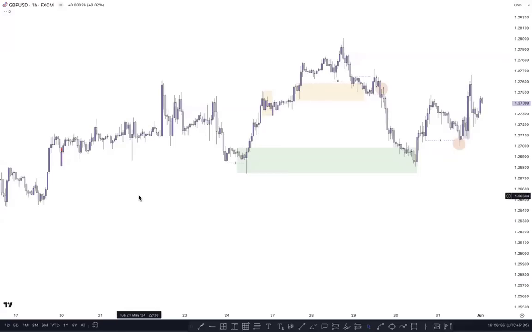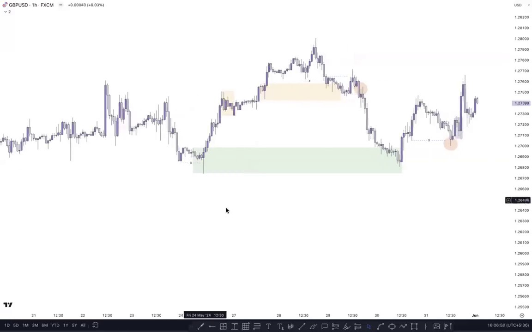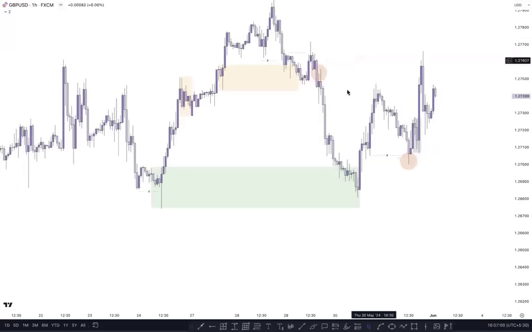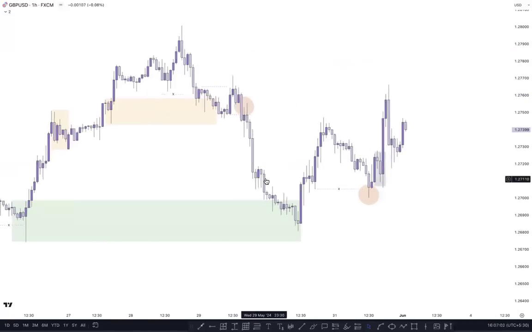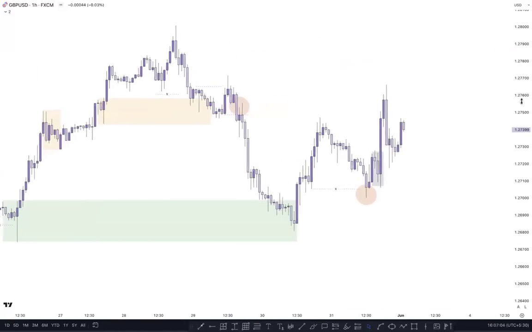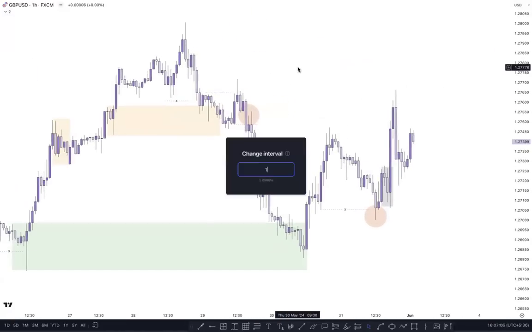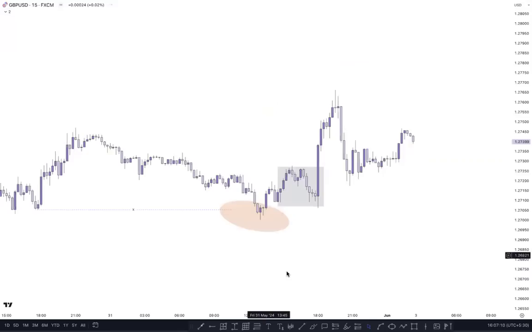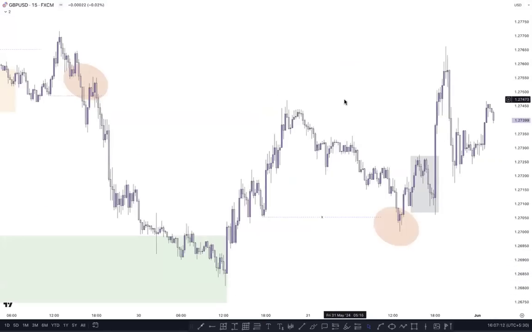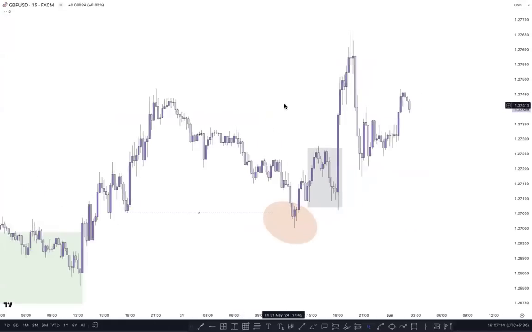Okay, so now this is our overall structure in GBPUSD based on the 1-hour time frame. Let's take the 15-minute time frame. What is happening here? And after that, we can expect what happens here. In the 15-minute time frame, the structure also looks bullish here.